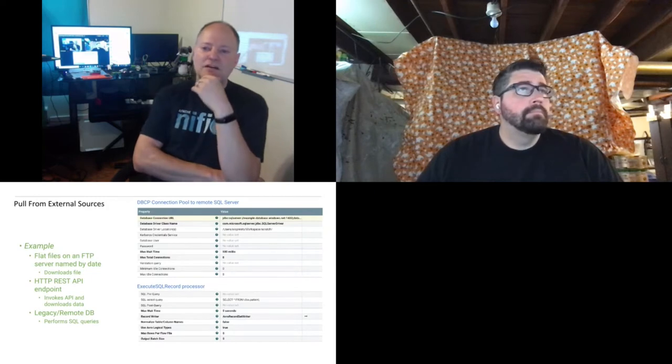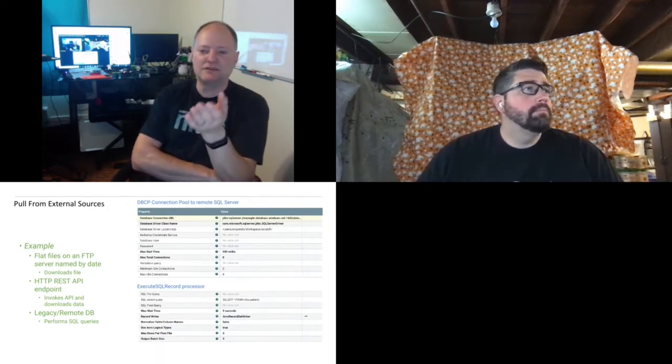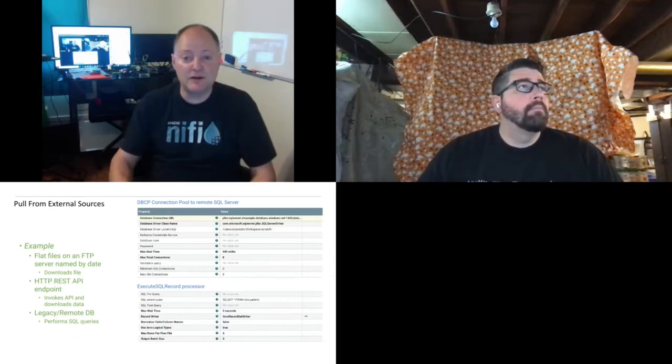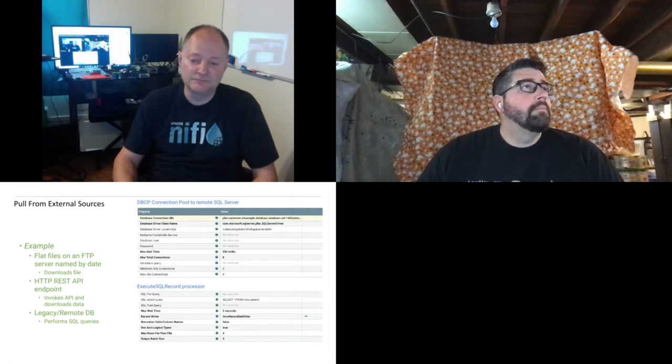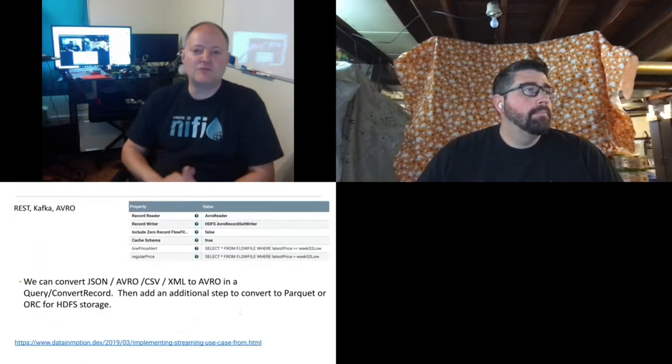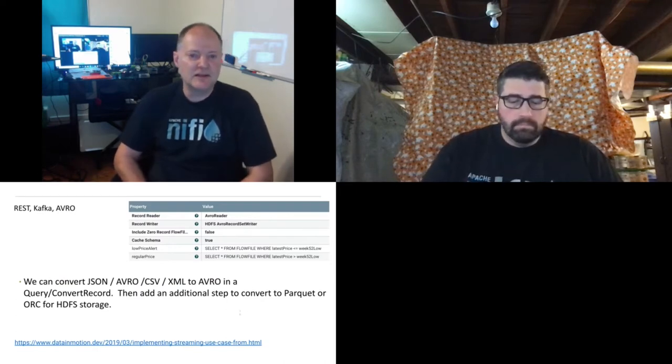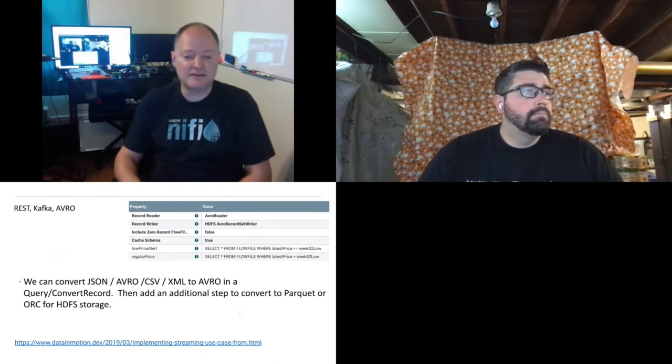Here I pulled from a SQL Server database. You list what the server is. If you've done any kind of JDBC programming, it's going to look really familiar. This will just set up those connection pools for you. You select your record, output it in what format you want. And if later you want to change it to something else, very easy to do. The query record processor makes that very straightforward.